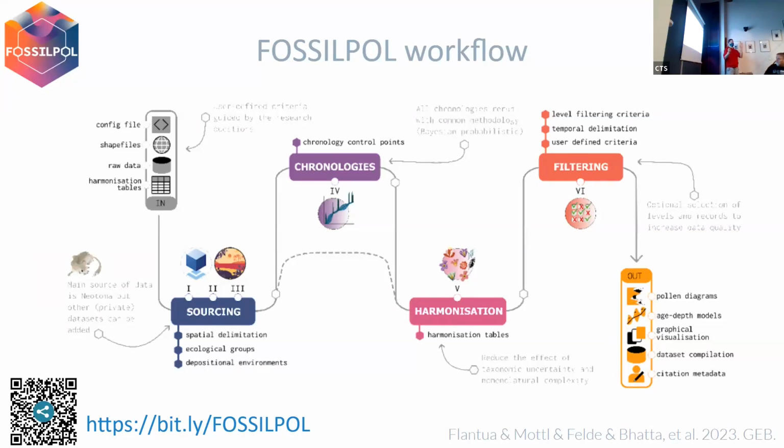You will have all pollen diagrams, which are really important for palynology, because you can look at the vegetation history. You will have age models and some graphical visualization of your data. And what I think is really important, and I'm very proud of, you will have citation metadata, which is a file which you can share with your paper, and it will include all the settings and all the files needed to reproduce your exact selection of the data.